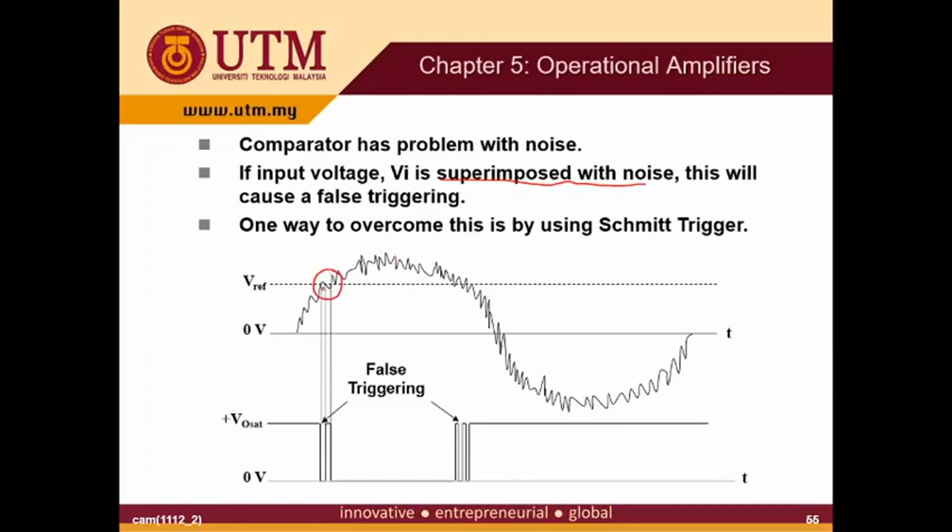When the value of the input is close to your V reference, since you have noise here, and the noise is a fluctuating signal, you can see the output switching from plus VCC to negative VCC. This is not a stable condition, where the output switches between plus VCC and minus VCC due to the noise. This is what we call false triggering, and it is not desirable.